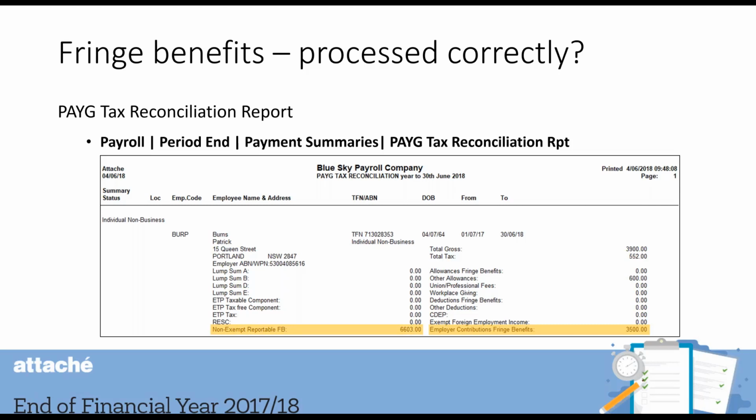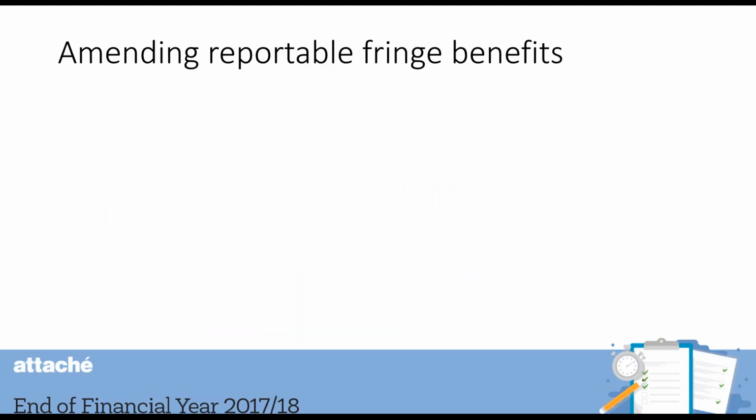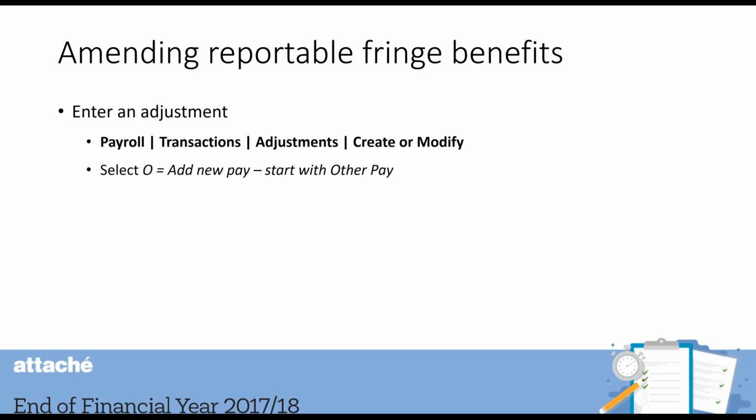If your fringe benefits do not process correctly, what you then do is you have to amend the fringe benefit transaction. And the way you do this is you process the transaction using adjustment pay, but this time round in the function field you would select Add New Pay, Start with Other Pay option. Once you've selected the adjustment pay number and update the pay description, you can then go and reverse the original transaction.